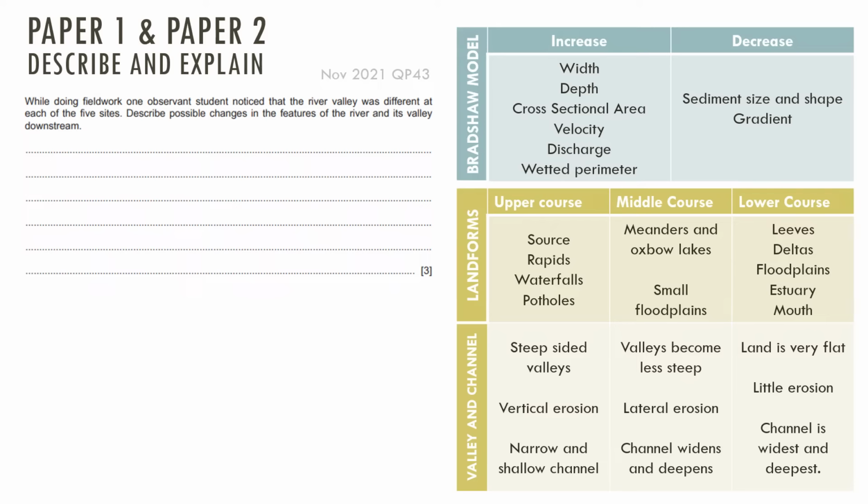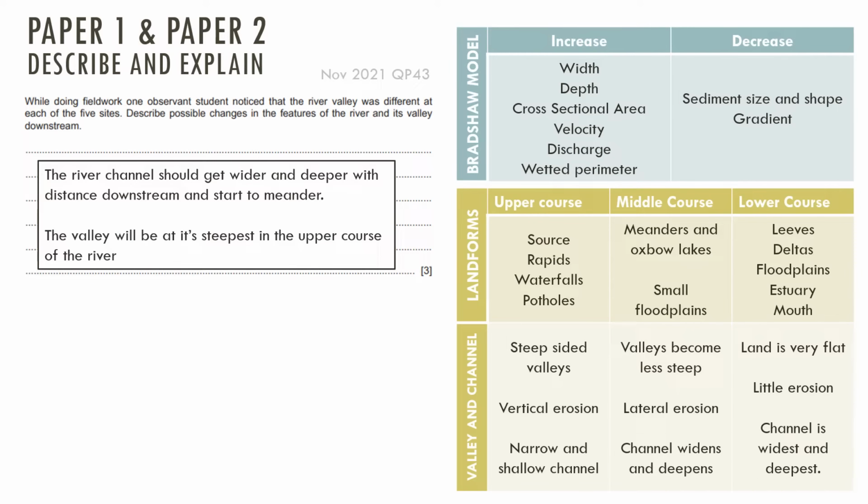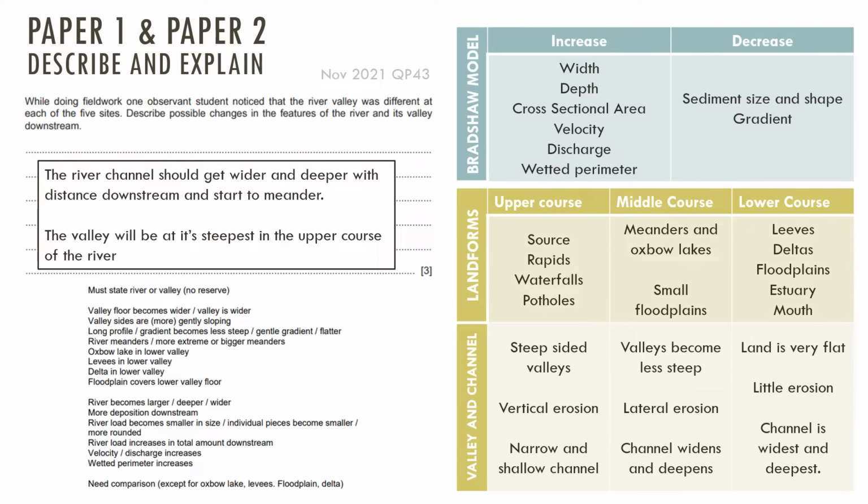So I think this table is really useful when looking at the river characteristics, and you can link this to case studies of paper 1 and paper 2. And because you've got so many different characteristics, it's actually really easy to write an answer to this. So here, the river channel should get wider and deeper with distance downstream and start to meander. The river will be at its steepest in the upper course of the river. And look at all those various points that you can include for 3 marks.